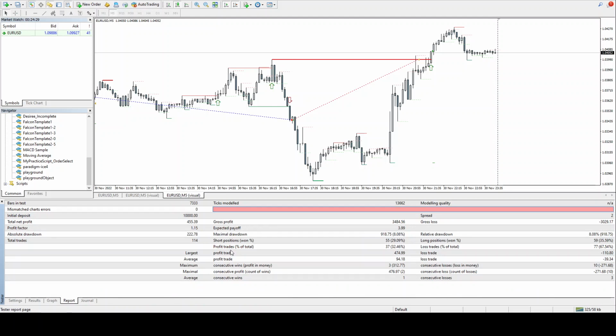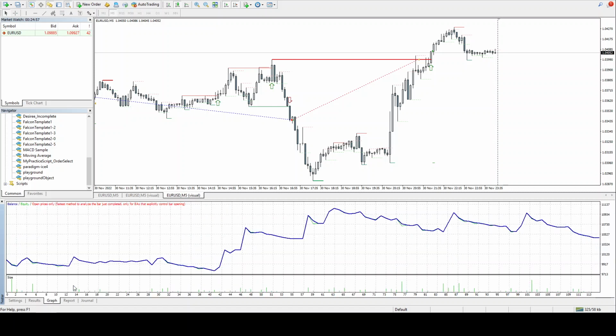Okay, and you can look at other parameters, but pay attention to the win rate. Okay, look at the profit trades percentage of total. It's only 32 percent. Okay, that's only 32% of all the trades were profitable. Only 32%. And yet it is still up for the month. It still made a profit of 4.5%.